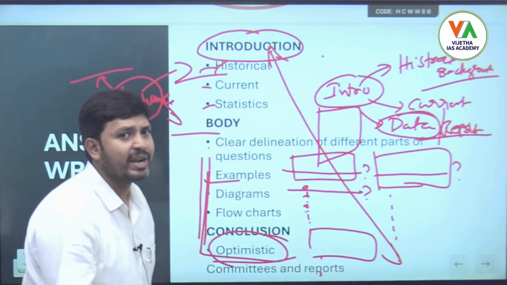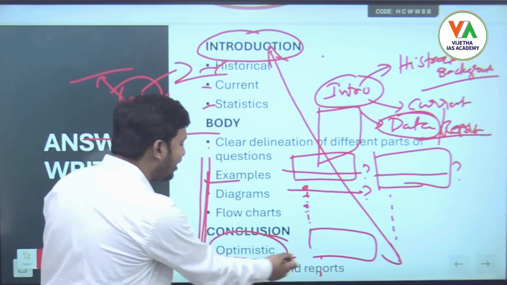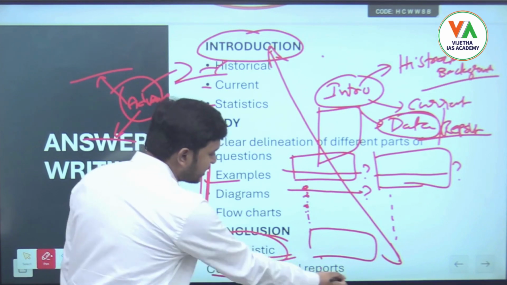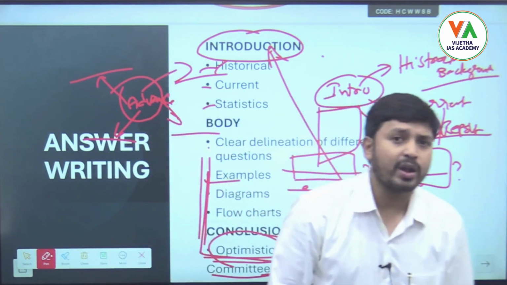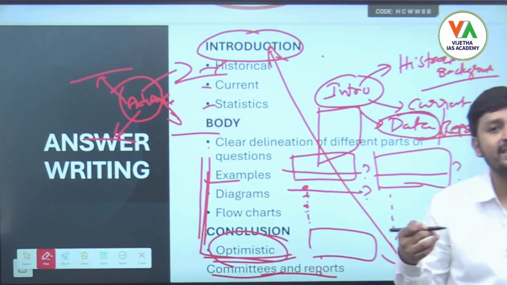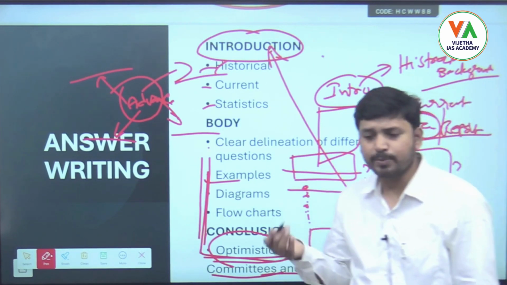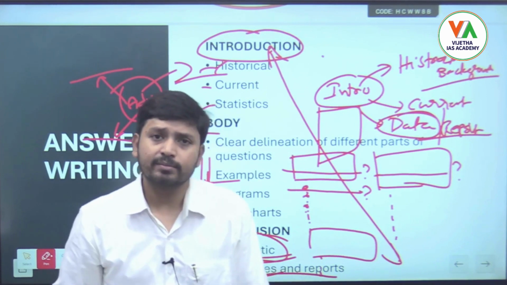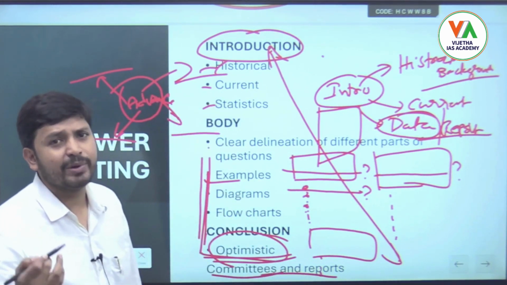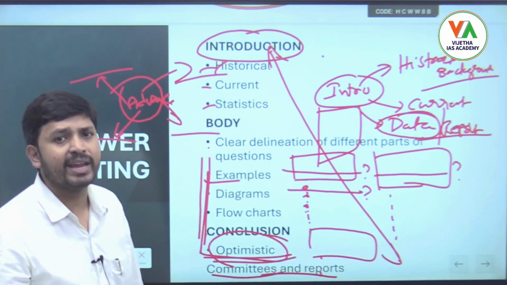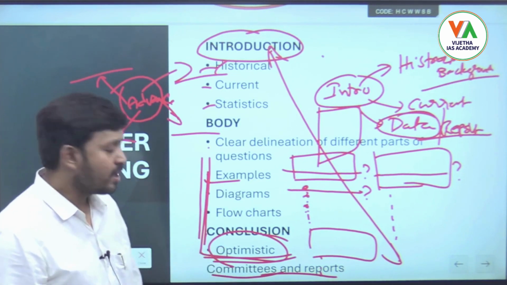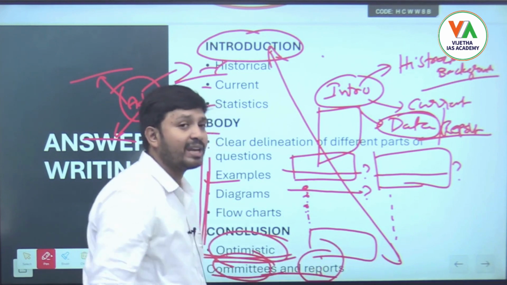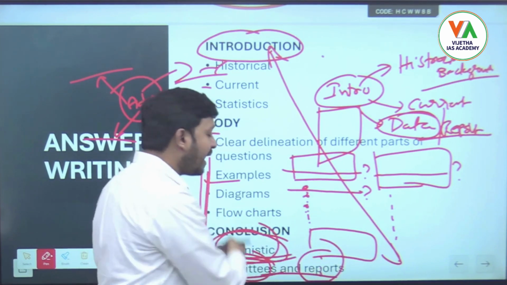Okay, either you write a balanced conclusion or a positive one, and if possible try to mention any reports or committees. Let us assume the World Bank has given some data or a report with respect to some development in India, so please mention those things. If any environmental committee has mentioned some report and some data, please write those things. Like that, you can write committee names, committee recommendations or any reports.